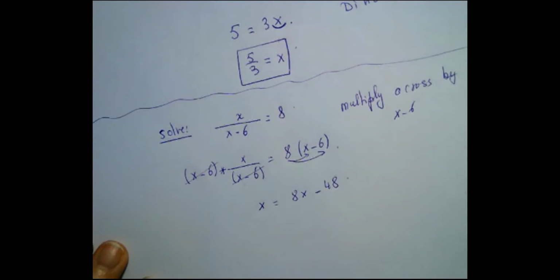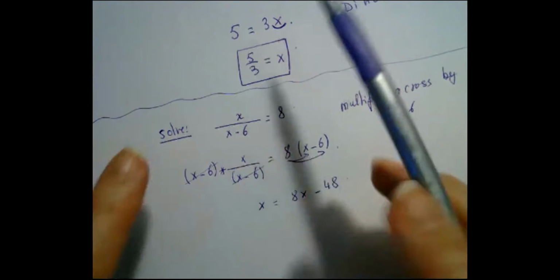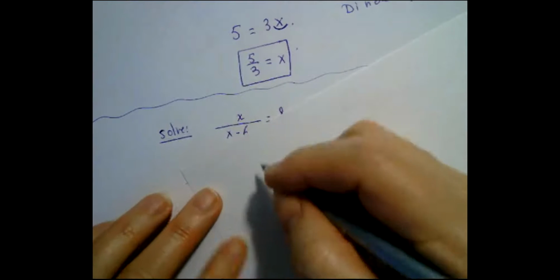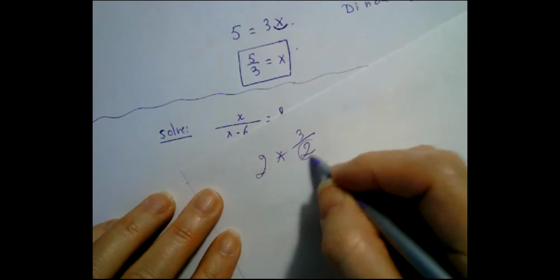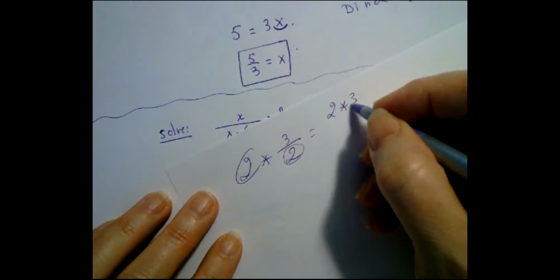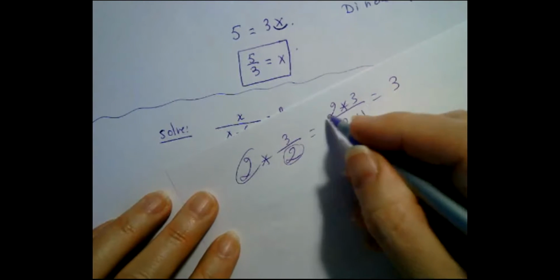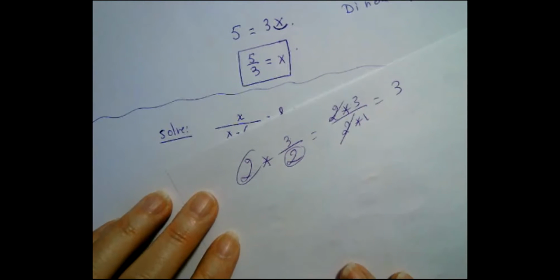So the goal is this x minus 6 is problematic, so I multiply both sides by x minus 6. Because if you have 2 times 3 halves, I have 2 and 2 here, this is 2 times 3 over 2 times 1. This is actually equal to 3, because 2 is a common factor of numerator and denominator, so I can cancel it and get 3.